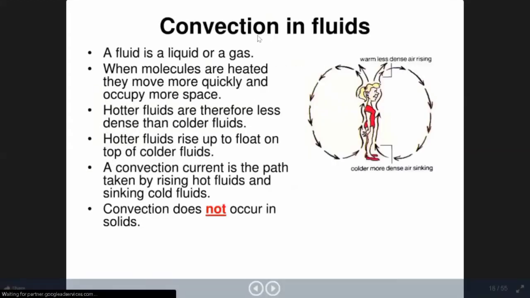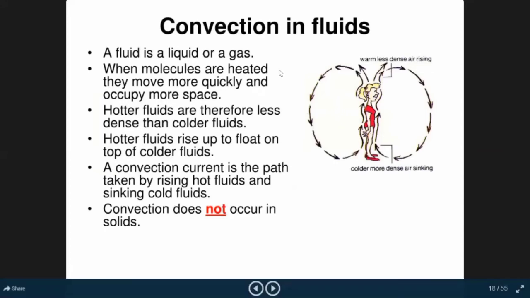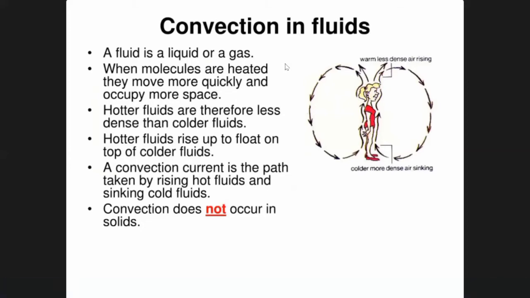Let's move on to convection. Convection is the process of thermal energy transfer in fluids. What is a fluid? A fluid is a liquid or gas. How does convection take place? Convection takes place through convection currents. Now, what do I mean by convection current? The warm fluid, when the fluid is heated from one point, will rise. And why will it rise? Because it's becoming less dense.